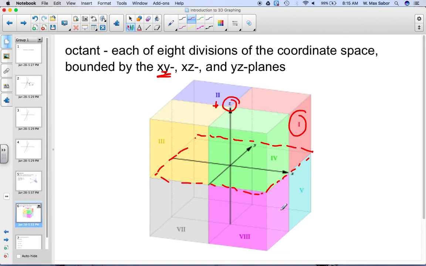Then the negative z coordinates have the later octants. So octant 5 would be a positive x coordinate, a positive y coordinate, and a negative z coordinate. Here's octant 6, octant 7, and octant 8. So all of these, 5, 6, 7, and 8, have negative z coordinates, and then they follow the exact same rules in terms of the order as 1, 2, 3, and 4 do.